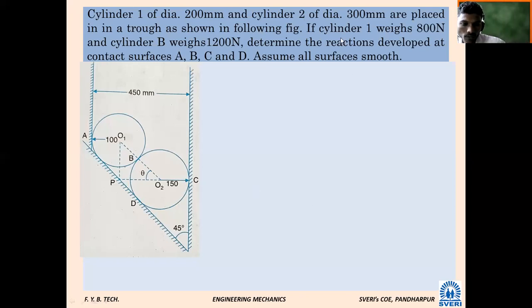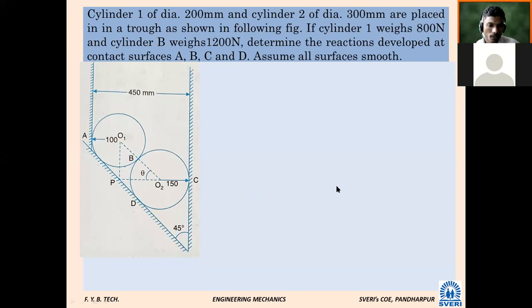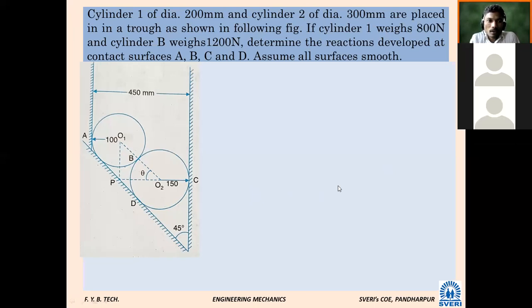Whether screen is visible? Yes, sir. Okay. So will you read? Somebody, can somebody read the problem? Rule number 1, will you read? Yes, sir.